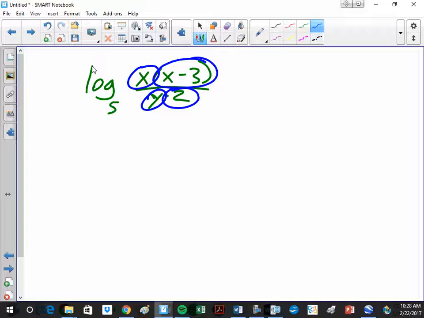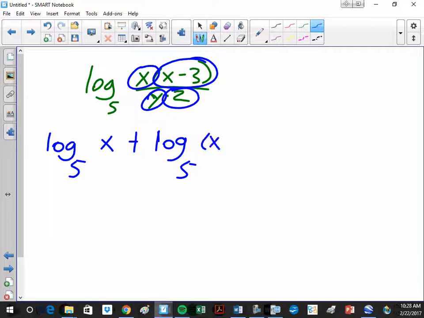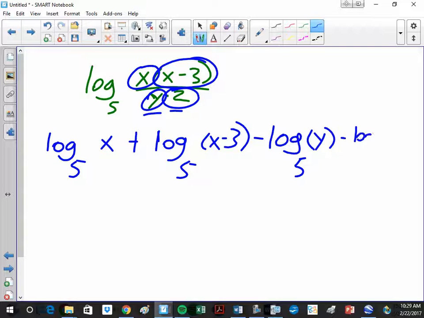So here we will have 4 logarithms. We have 2 factors in the top and 2 factors in the bottom. Log base 5 of x plus log base 5 of x minus 3. And then the 2 in the denominator get a subtraction. Minus log base 5 of y minus log base 5 of z. Does everybody understand that? Yes?